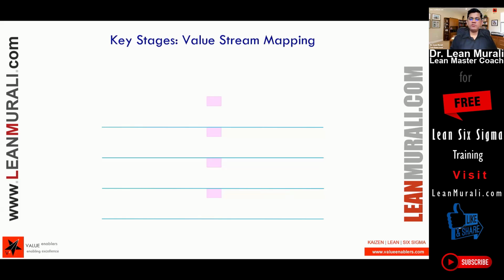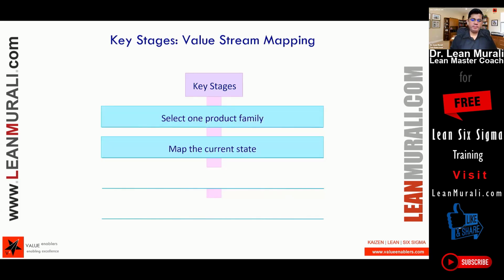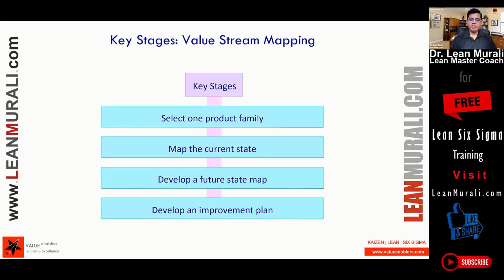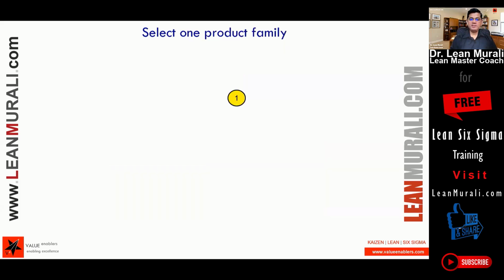So, quickly seeing the 3 stages of value stream mapping. Select one product family. Map the current state, future state, and develop an improvement plan. Simple steps. From simple, let me elaborate these steps. Select one product family. So I put number 1 here.